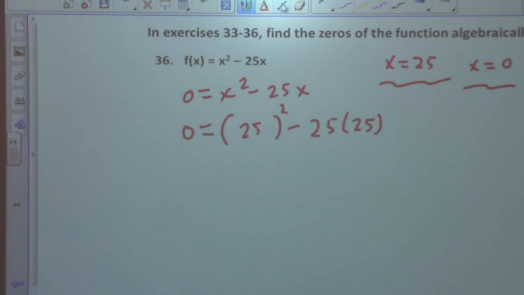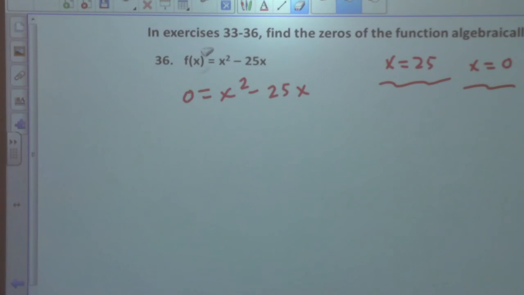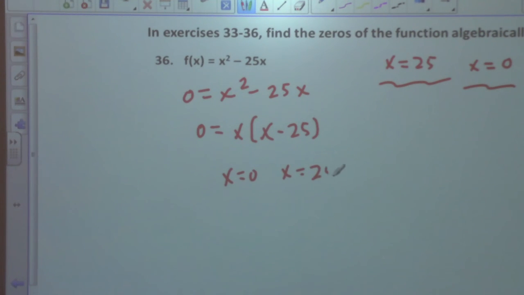Okay, now to me, the easiest way to do this is by factoring. And for this, you look at our common factor, which is x. So you have x times x minus 25. So here you have x is equal to 0, x is equal to 25.